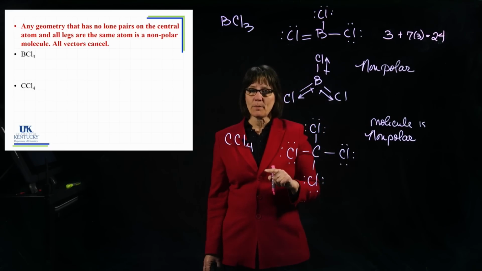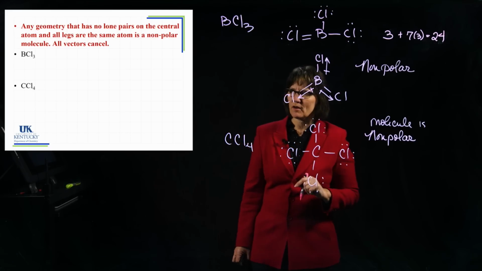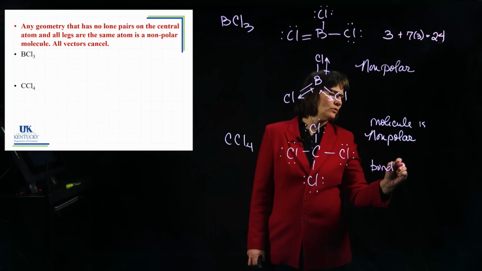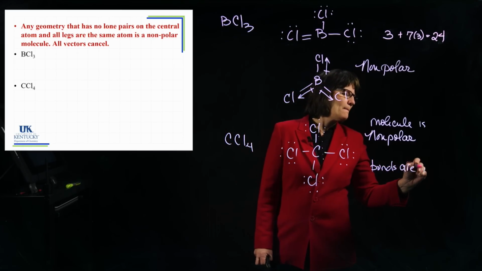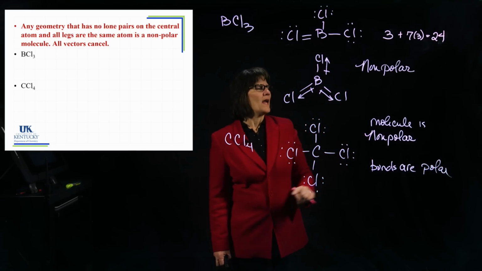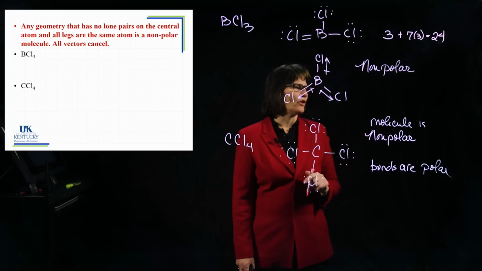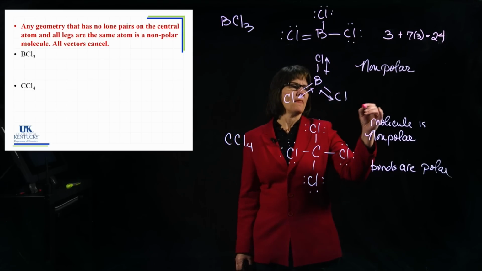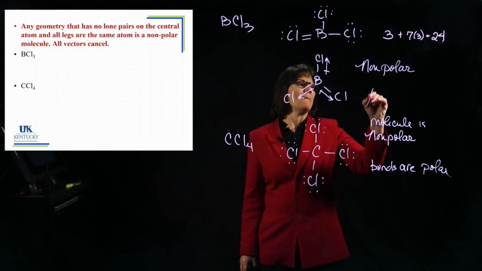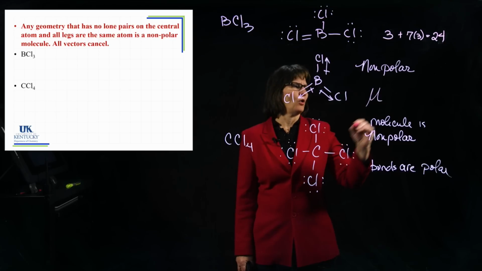The bonds certainly are polar. Chlorine is more electronegative than carbon. The bonds are polar, but the molecule is nonpolar. Now, when a molecule is nonpolar, there's one other thing that we can say about it, and that is it has a dipole moment equal to 0. Mu is a symbol for dipole moment.